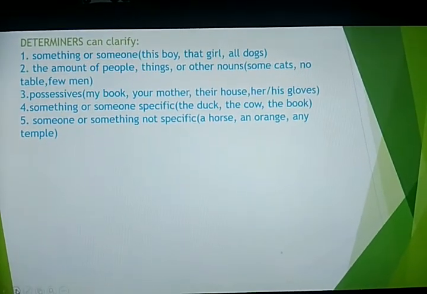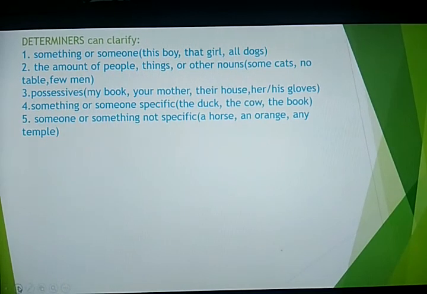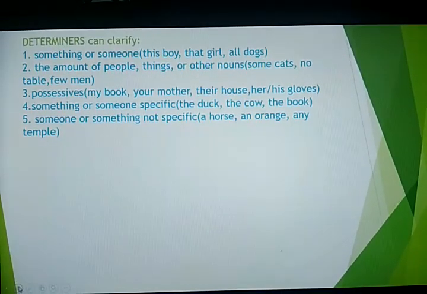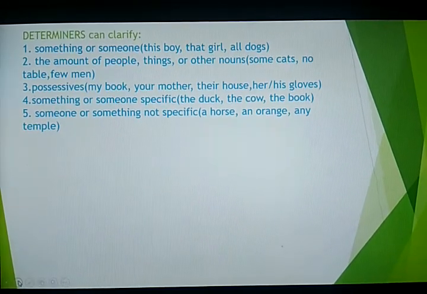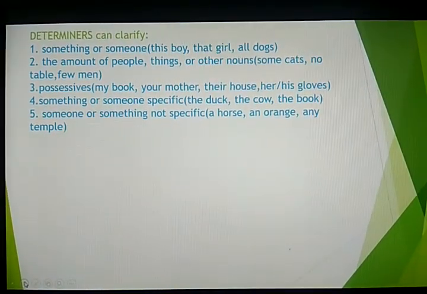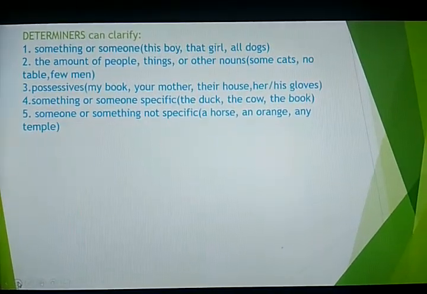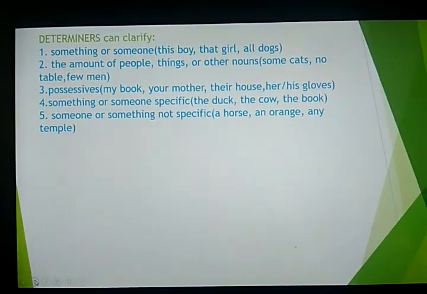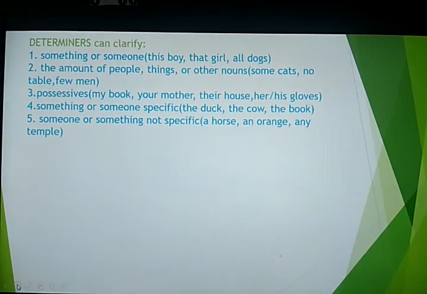Now, the second one, the amount of people, things or other nouns. Some kids, no table, few men. How many kids? Some kids. How many tables? No table, not a single one. Few men. How many men? Few. So this is talking about the amount of people, things or other nouns.